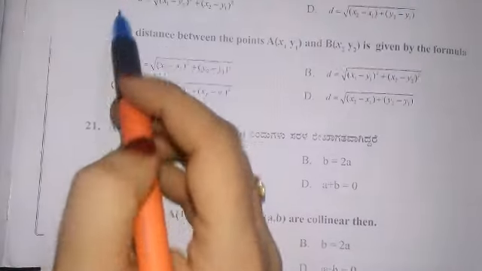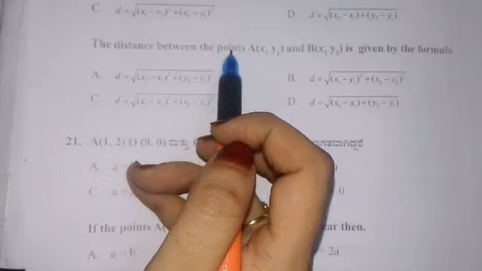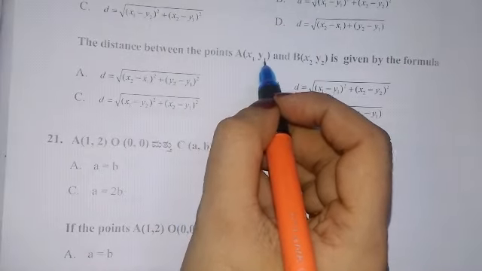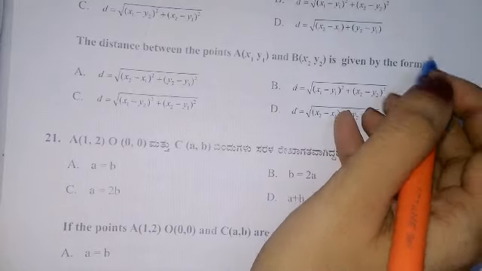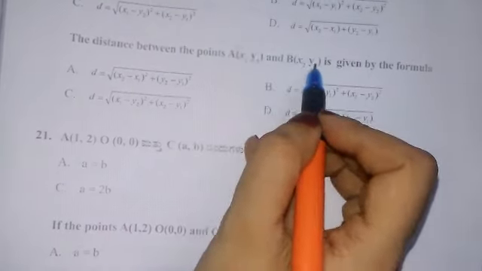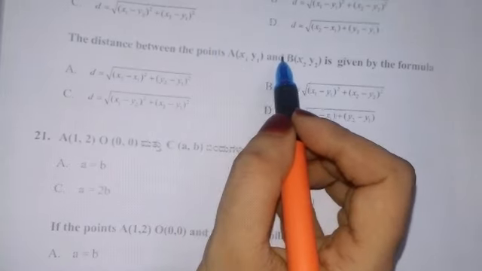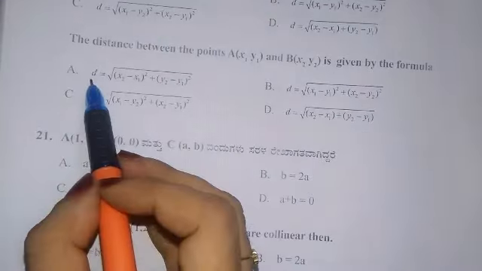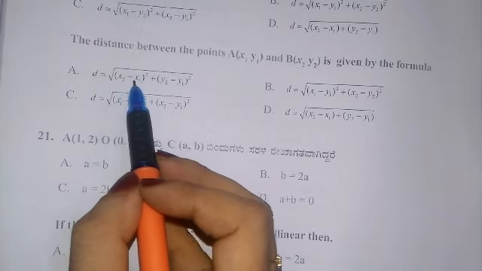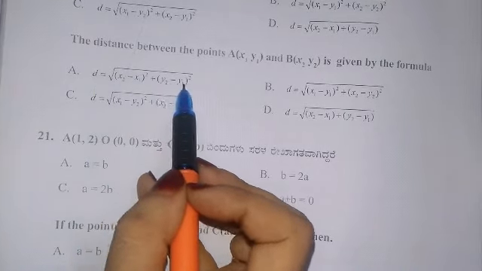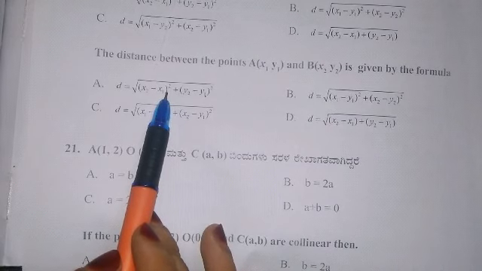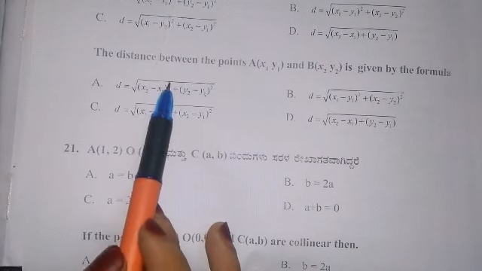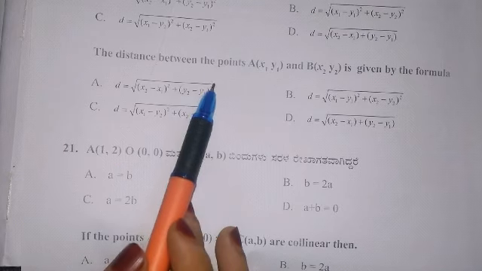Question number 20. The distance between point A (x1, y1) and B (x2, y2) is given by the formula. So distance between 2 points is the distance formula. So the correct option is D, is equal to x2 minus x1 whole square plus y2 minus y1. First one is the only correct option. So this is the formula. We know that the distance formula is x2 minus x1 whole square plus y2 minus y1 whole square.